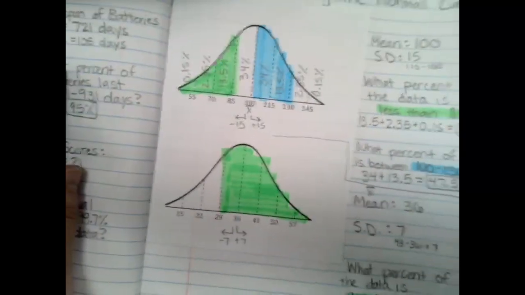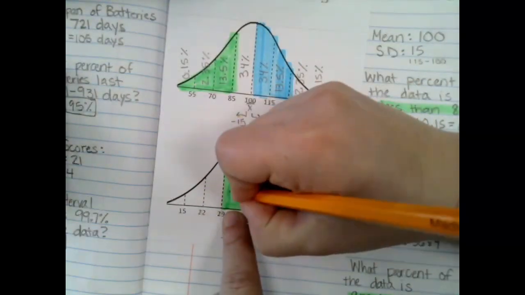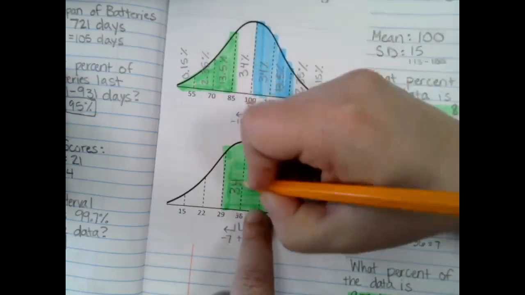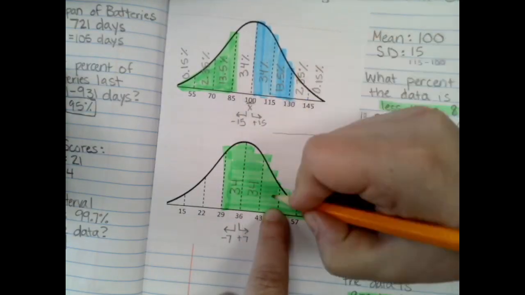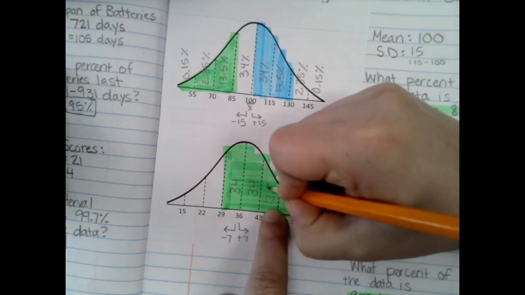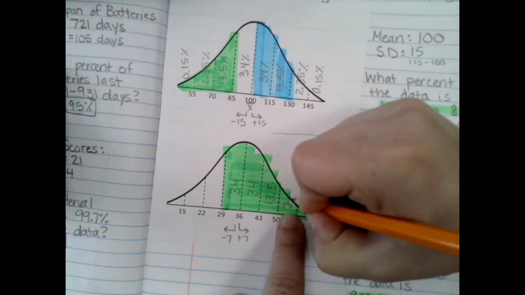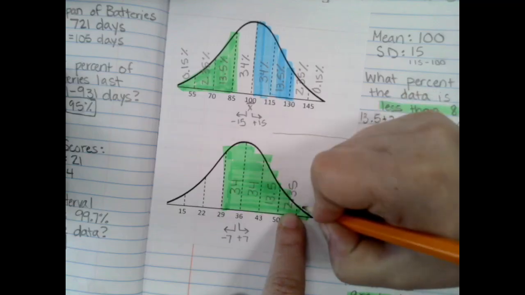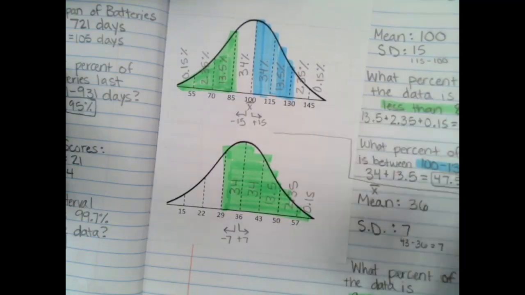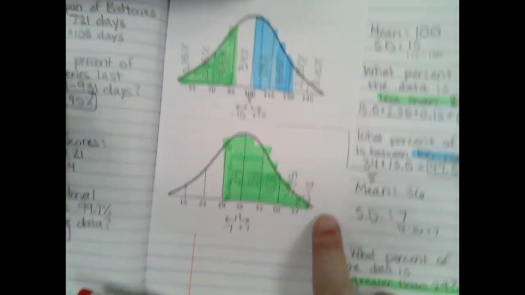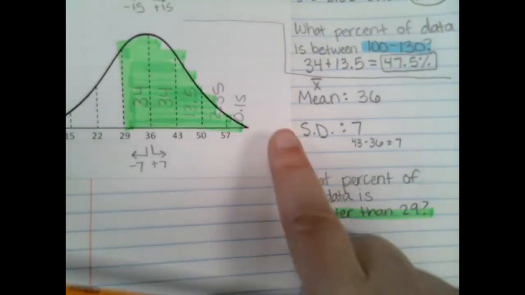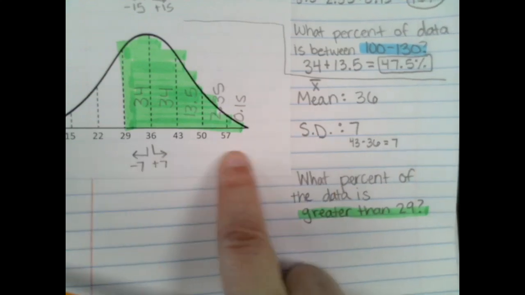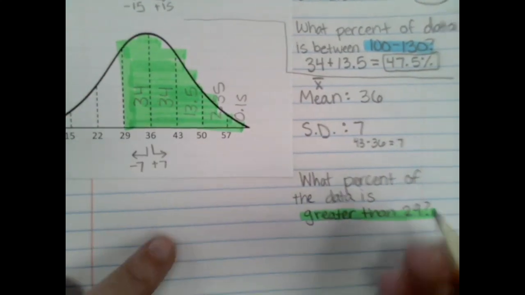Copy those numbers again. So we have 30. I'm just going to write these ones that are in that green. So 34, 34, 13.5, 2.35, and 0.15. When we have a normal curve, those numbers are always the same. It doesn't matter what our mean is or what our standard deviation. Our standard deviation is based on that idea that these are going to be the percents.